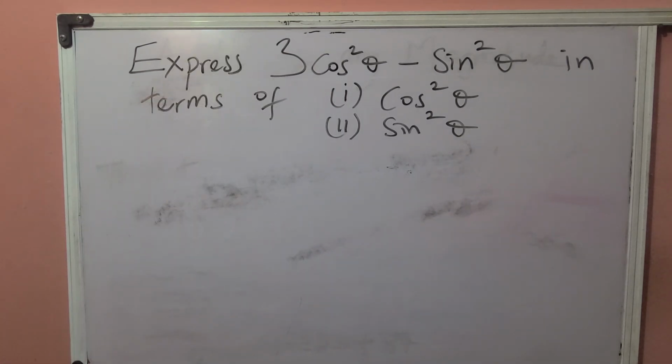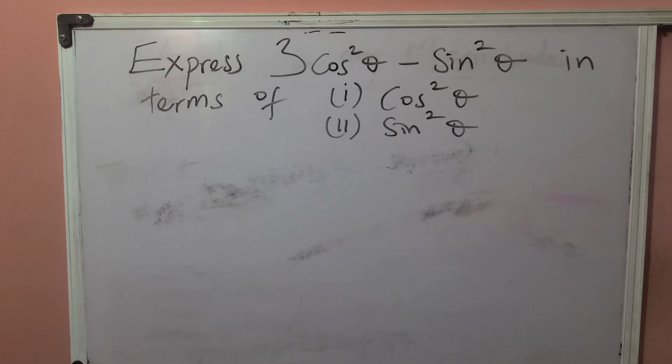So the question is telling us to express 3 cos squared theta minus sine squared theta in terms of cos squared theta. Now, what you must know in order to solve this question is your trig identities. I gave you in a particular video all the basic trig identities. So you have to be able to remember them and know how to use them for questions like this.